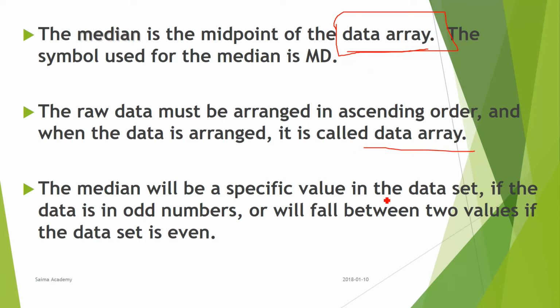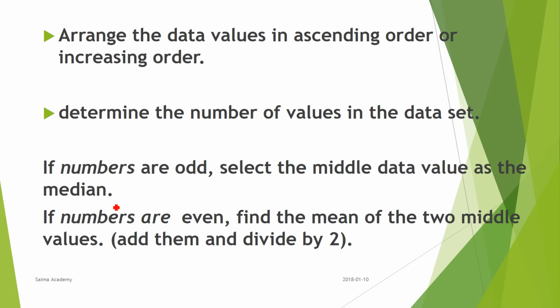The median will be a specific value in the data set. If the data has an odd number of values, the median is the middle value; if the data set is even, it falls between two values. I will explain now what it means for the numbers to be odd or even. Suppose we have raw data. To calculate the median, first arrange the data values in ascending or increasing order. This is the first point. Second, determine the number of values in the data set. We find out how many values we have; it should be odd or even.